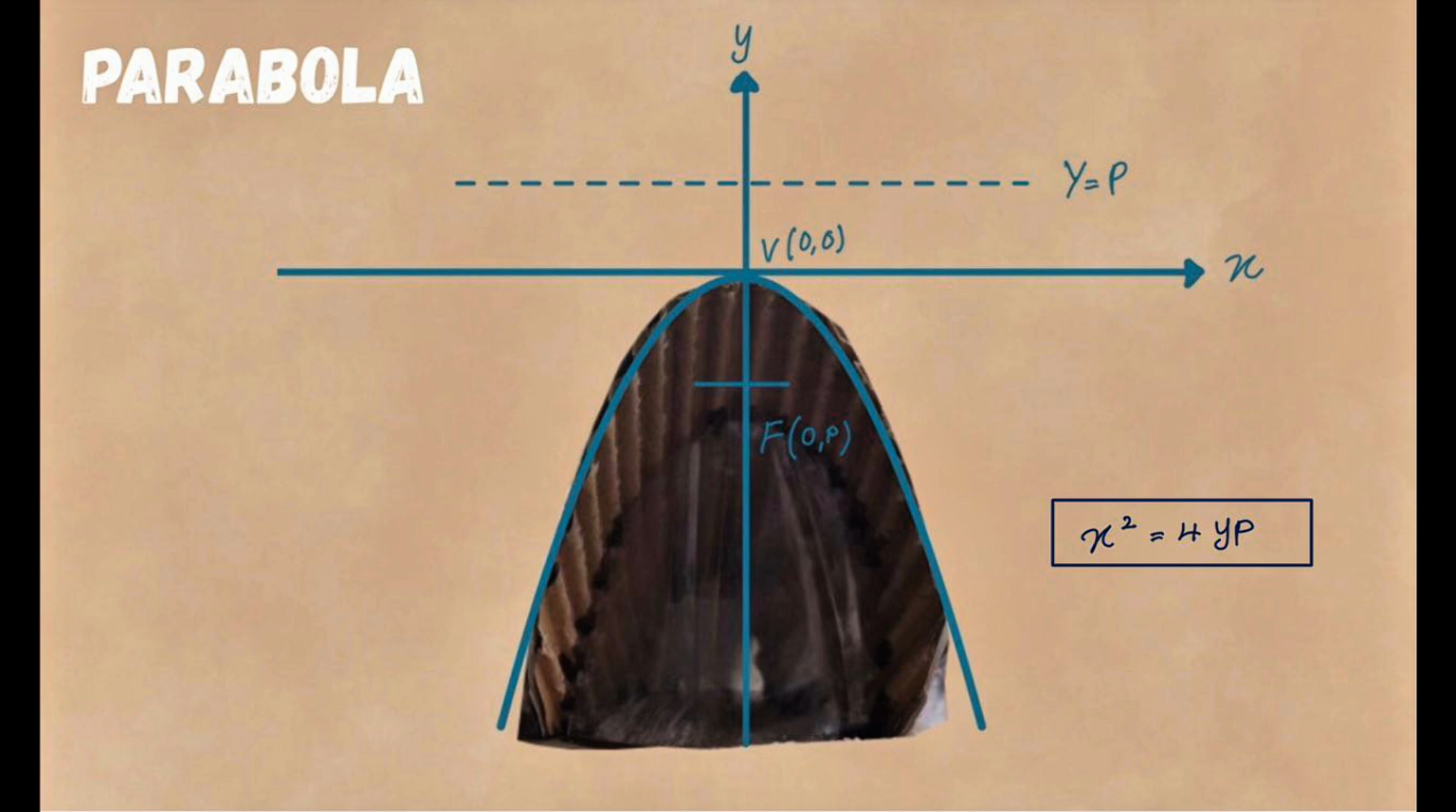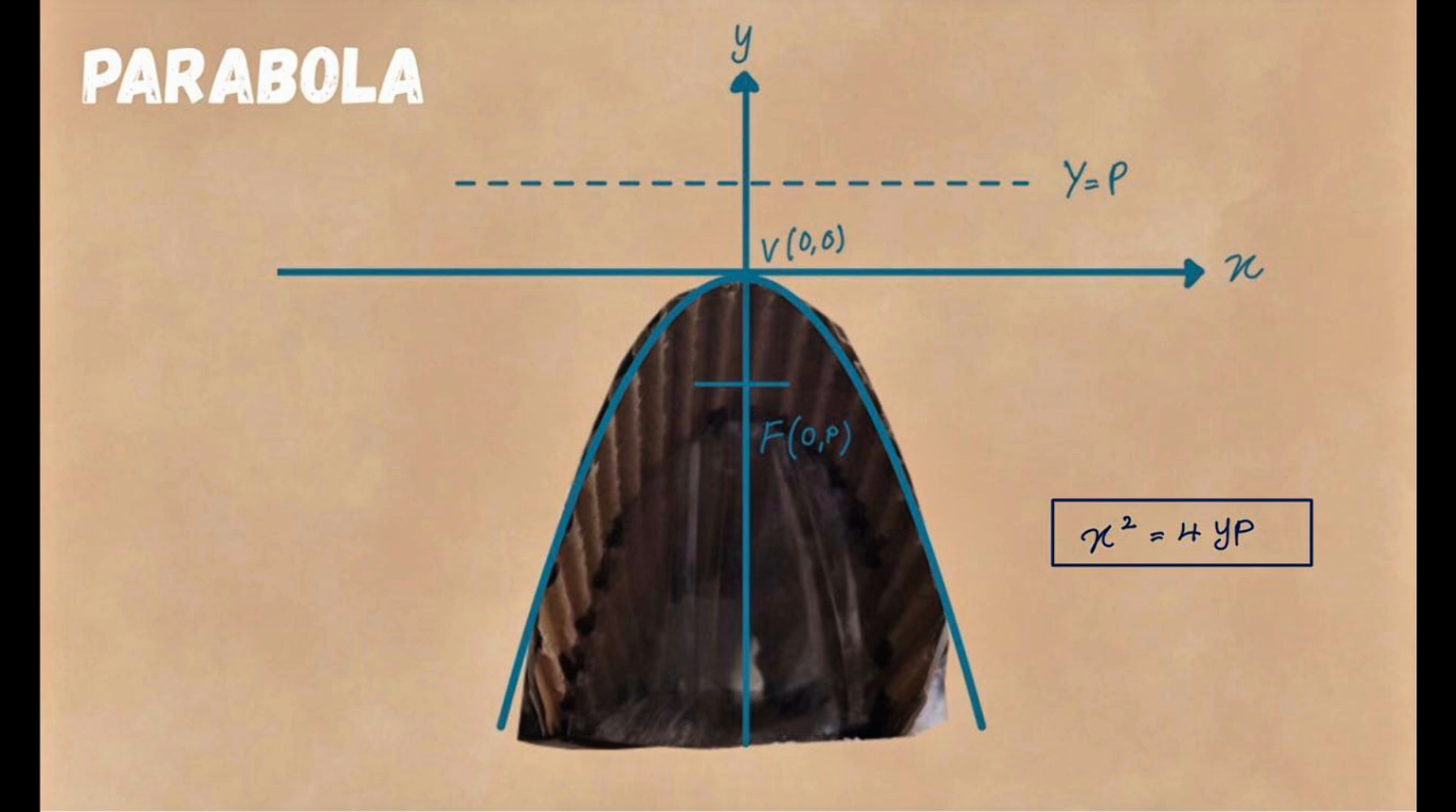And the horizontal line is y equals negative p. This line is opposite the focus relative to the vertex. Every point on the parabola is the same distance from the focus as from this line. And the axis of symmetry is the y-axis. The parabola is symmetrical about this vertical axis.